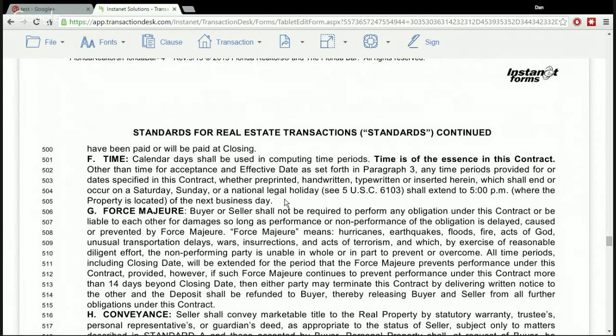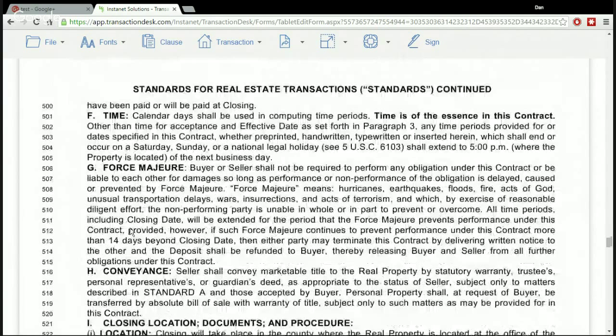So, a 5 day inspection period that starts on a Monday goes through to the next Monday. It's almost like a 7 day. So very important to understand how that works.